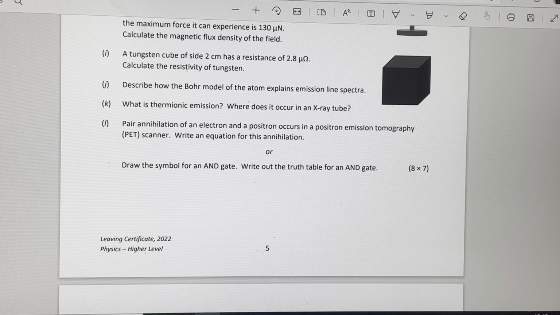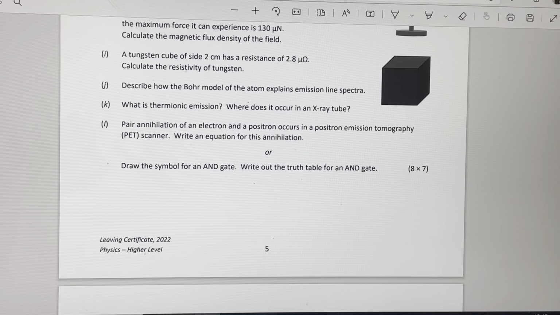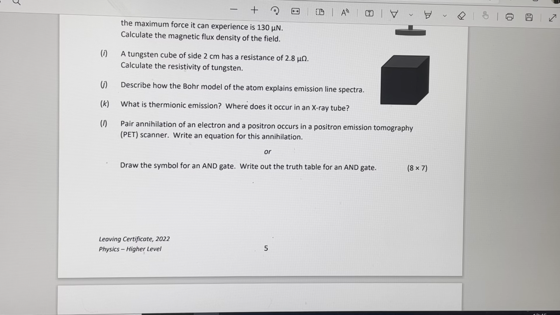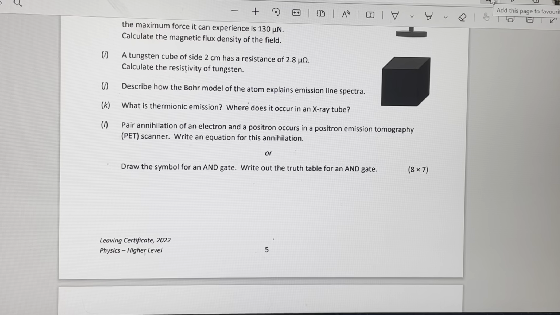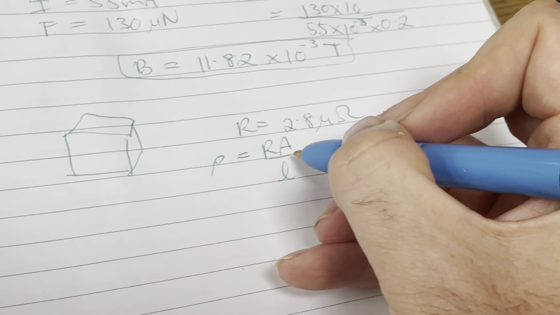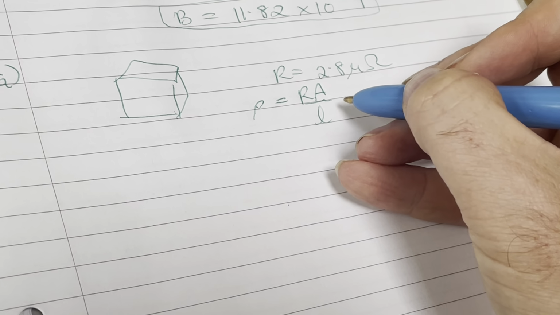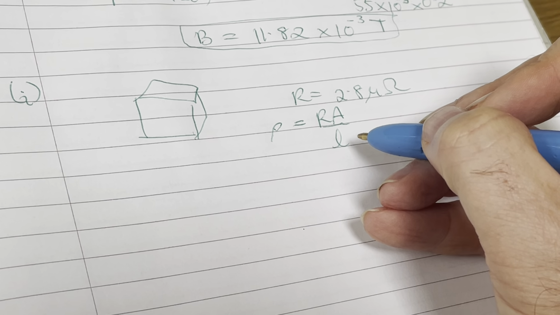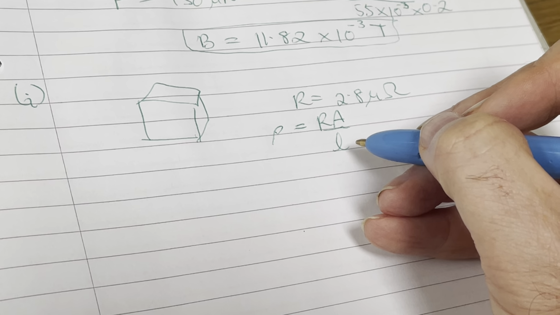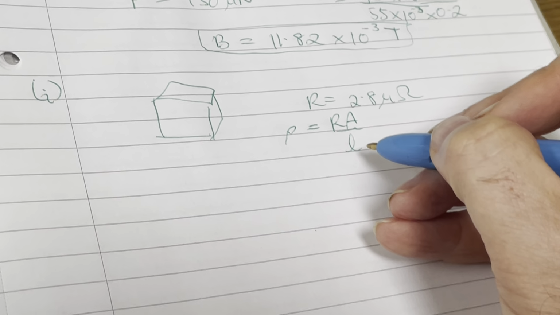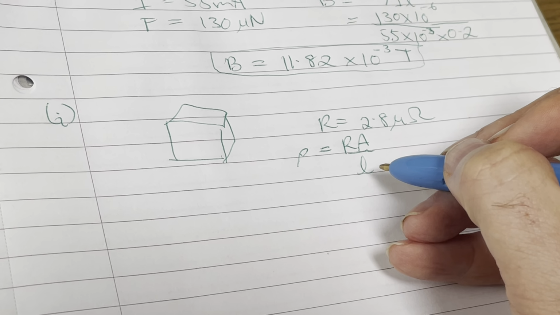Okay, resistivity rho. We saw that in the log tables. Picked it out of the log tables: rho is equal to RA over L. So you're asked for the resistivity of tungsten. Okay, so a cube of side 2 centimeters, with this resistance. Calculate the resistivity of tungsten.